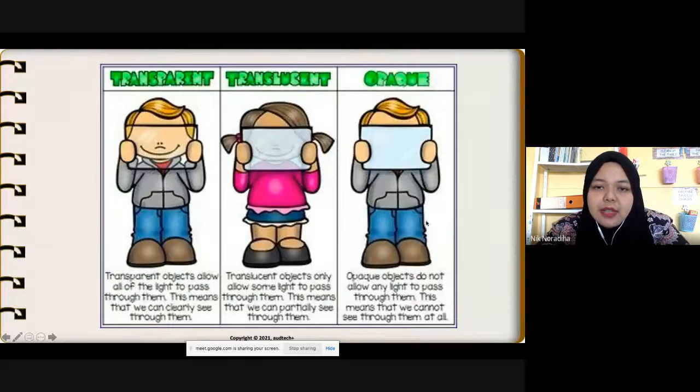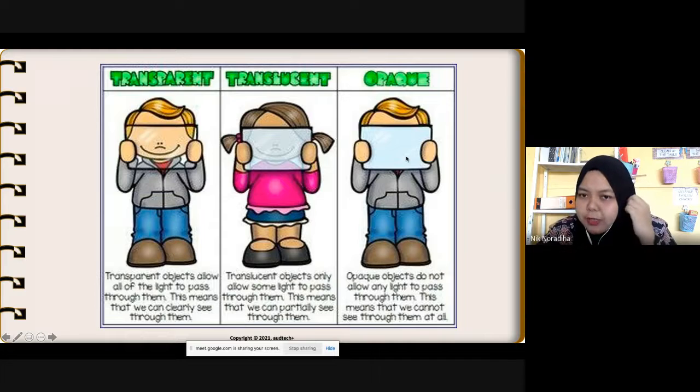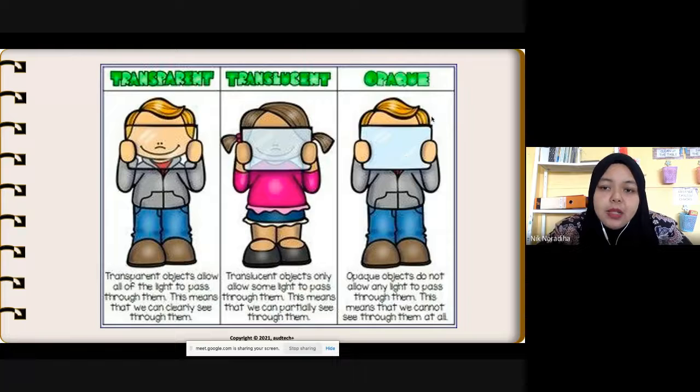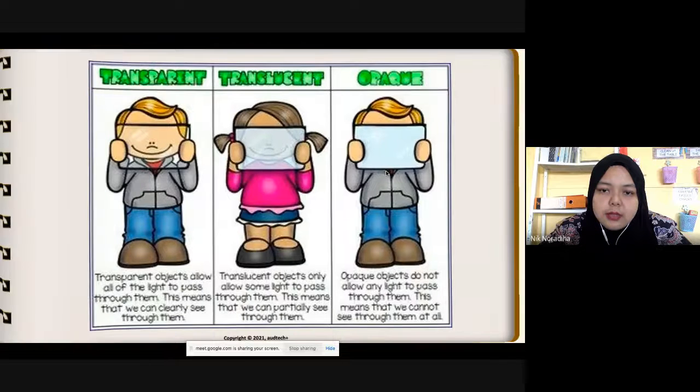Okay, so these are some other examples. Okay, this one transparent, you can see clearly. Translucent object, okay, only some light can pass through. That's why you can see only some part of the features, this girl's face features. Then opaque object, sorry everyone, you cannot observe the face features of this boy at all because light cannot pass through at all, so you cannot see the object.